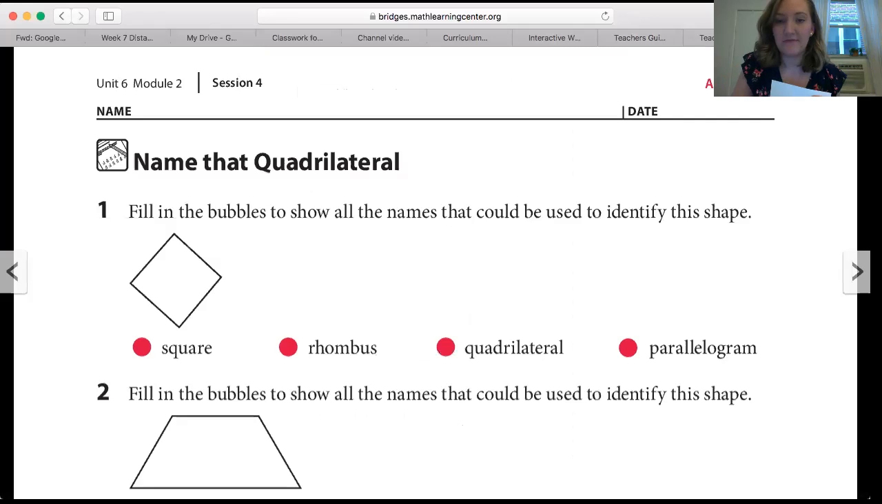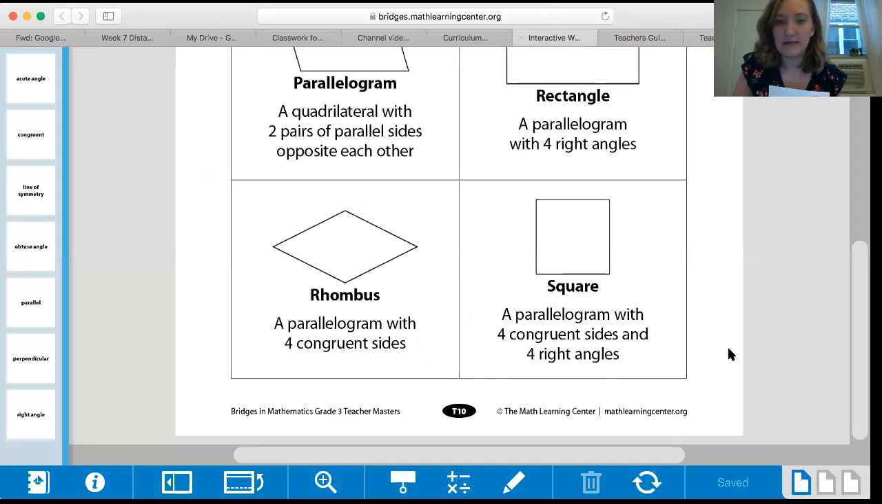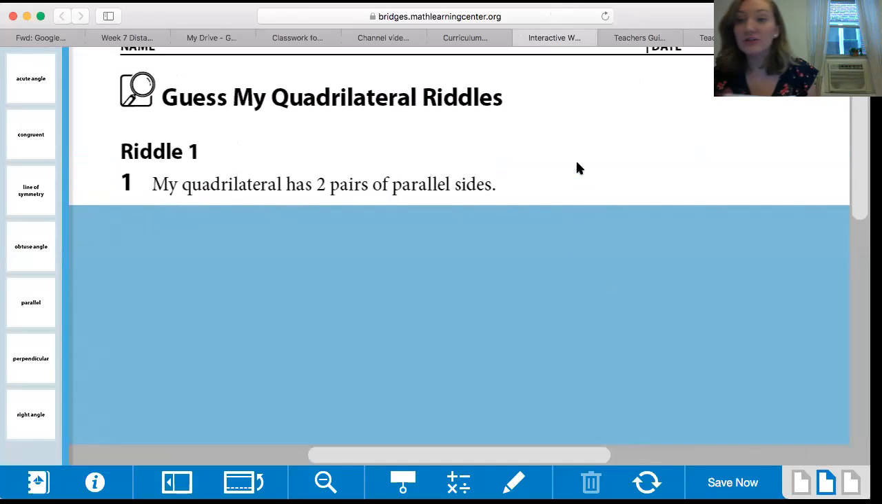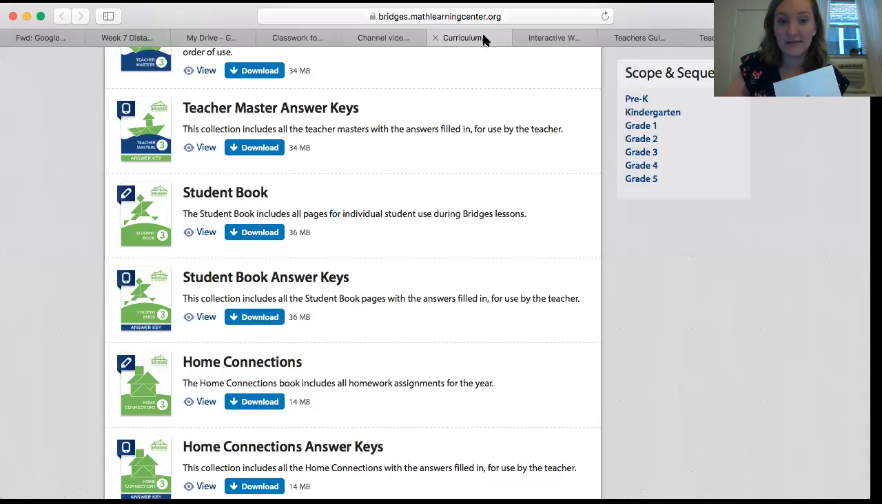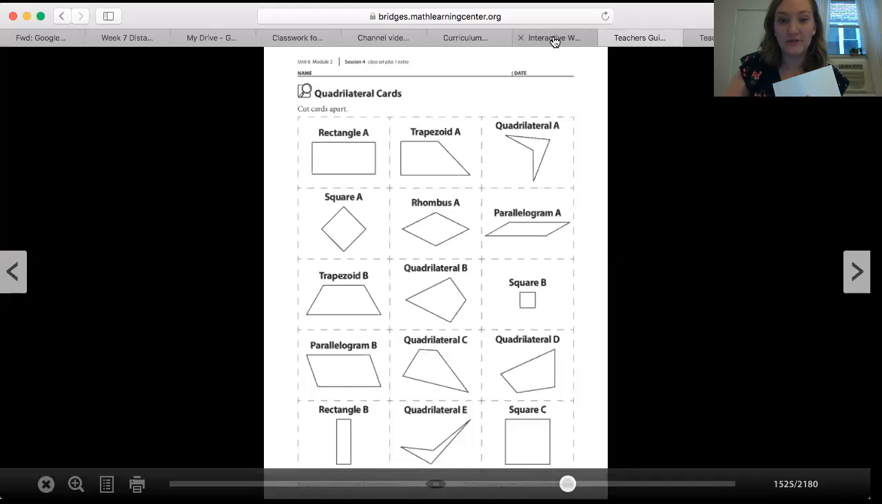Okay, you ready for your first riddle? Let me get to what I need for this one. Here we go. Guess my quadrilateral riddles. So I'm going to give you a few clues, and we'll see when you can guess it correctly, okay? So clue 1 for the first riddle. My quadrilateral has 2 pairs of parallel sides. Where did our answers go? Remember, these are your options right here.